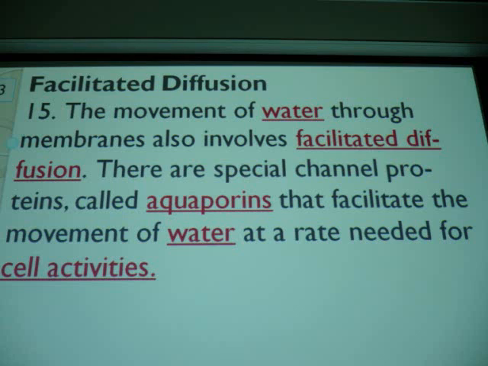Cells use a lot of water. It's like many factories sit on a river because many factories use a lot of water in their production process. Well, cells use a lot of water. And it's still facilitated diffusion because when you open the door, it just rushes in. You ain't got to make it come in. You just open the door and there it comes.